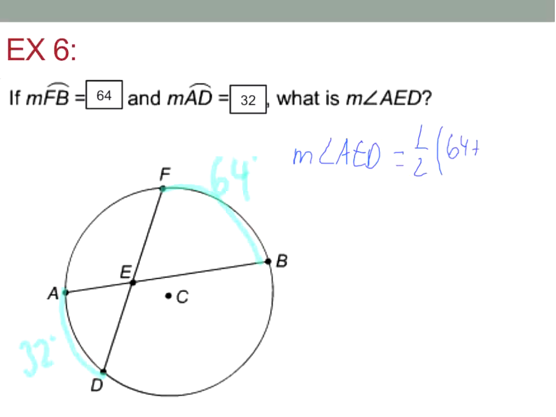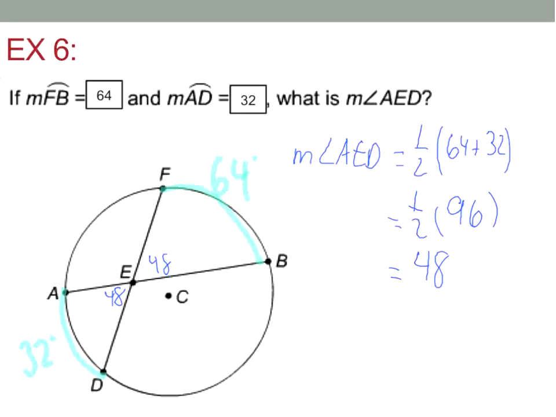64 plus 32. Great. So we have 1/2 of, what's that number? 96. And half of 96 would be 48. If one's 48, what does that make the other one? 48. Why? What's our reasoning? Because they are vertical angles.